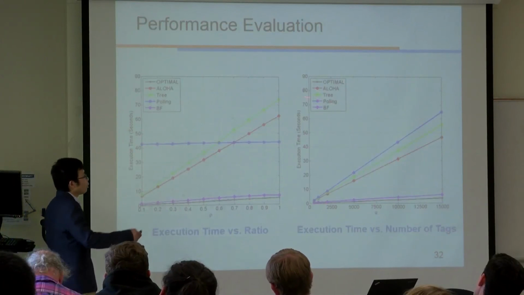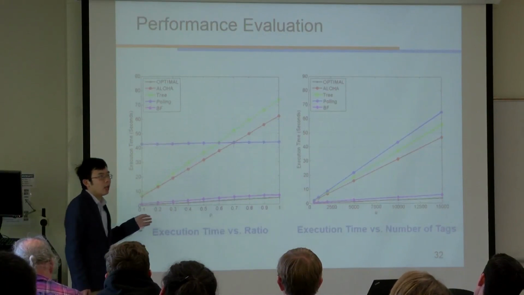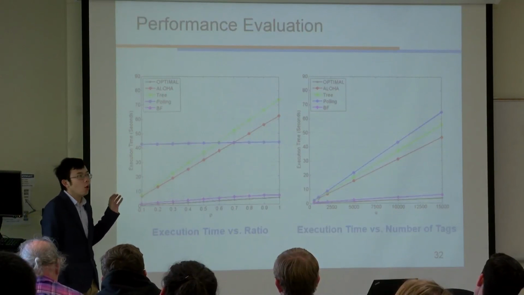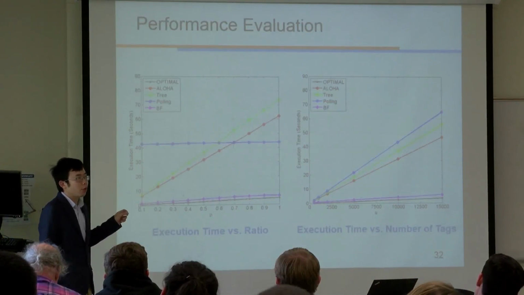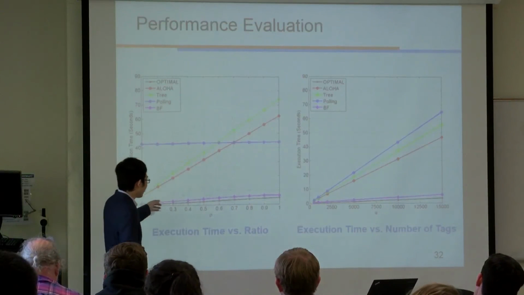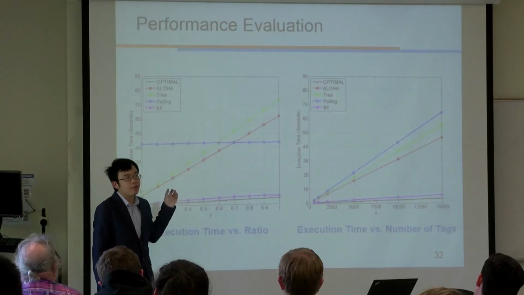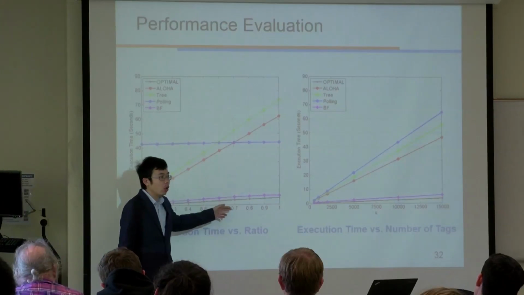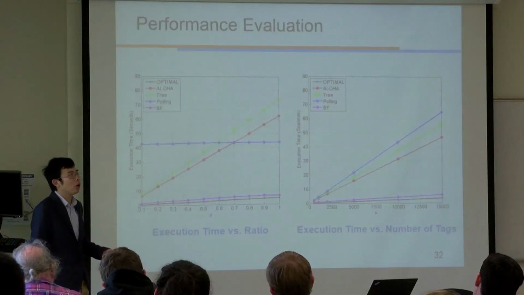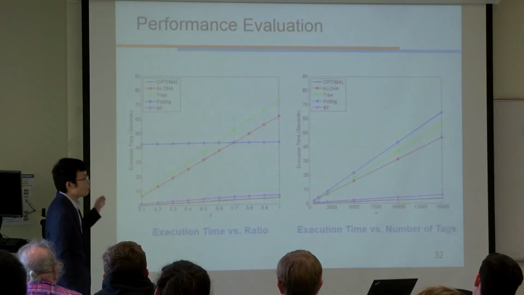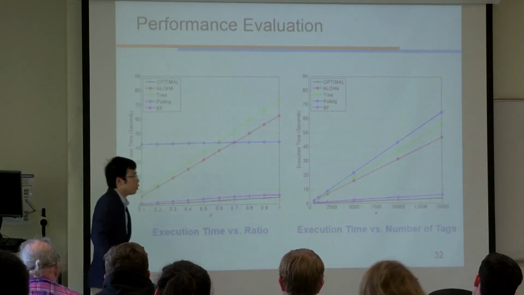We also set up this black line, which represents a theoretical lower bound on the running time of any information collection protocol. We observe that the performance of our protocol is very close to the theoretical lower bound, which means the performance of our protocol is very good. I don't have time, so I will not talk about those two figures in detail.